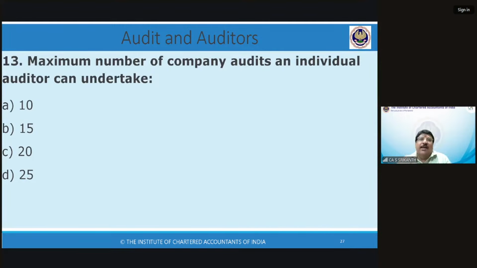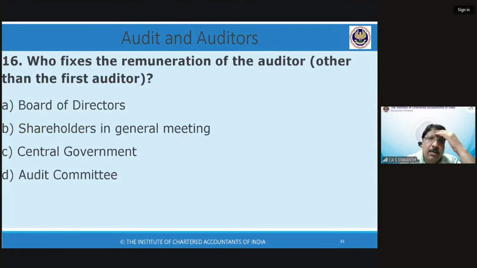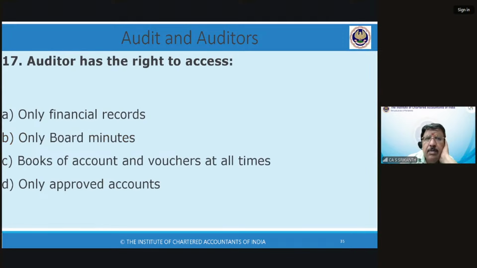Maximum number of company audits an individual auditor can undertake. Some of you are giving C. Yeah, correct. C, 20. Correct answer is C, 20. Not 10 or 15. It is 20. Okay. That we saw, I think, in the other class.